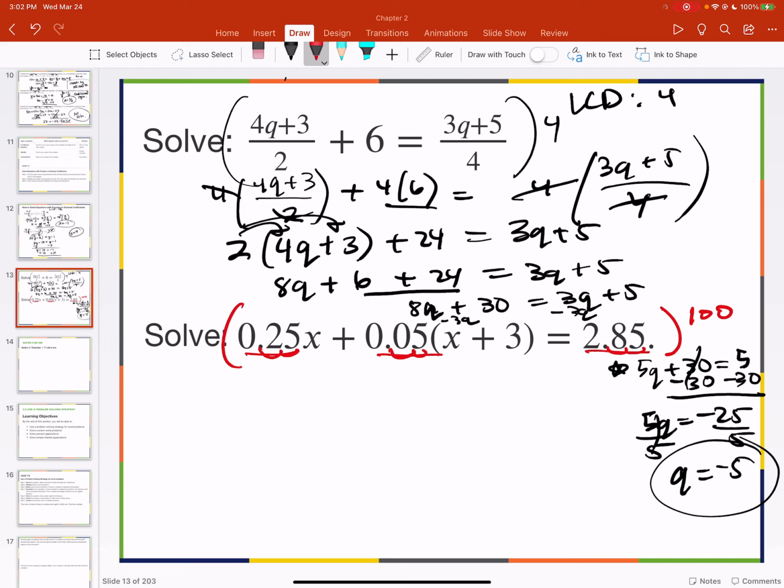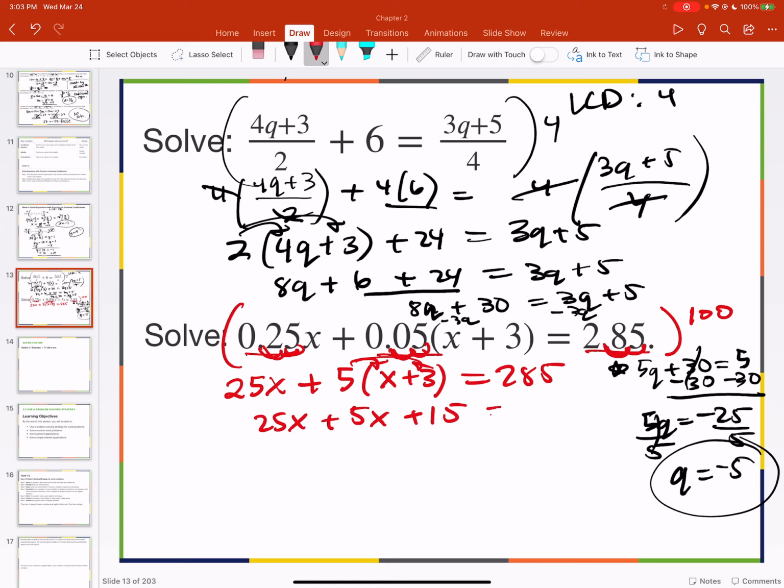So 100 times 0.25 is going to give you 25x, right? Because you moved it 2 over. 100 times 0.05 is going to be 5 times x plus 3 equals, and then moving it over, 285. So let's go ahead and distribute. You get 25x plus 5x plus 15 is equal to 285. Like terms, 30x plus 15 is equal to 285.